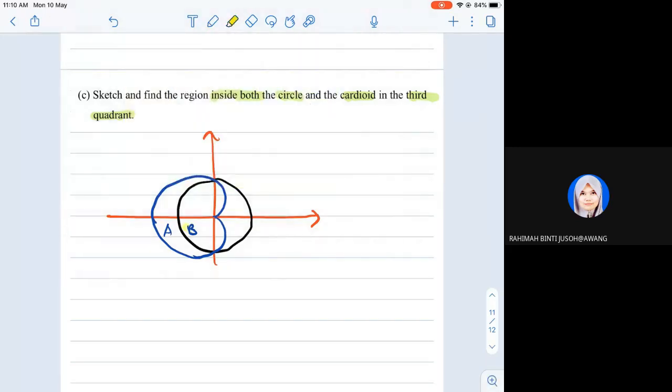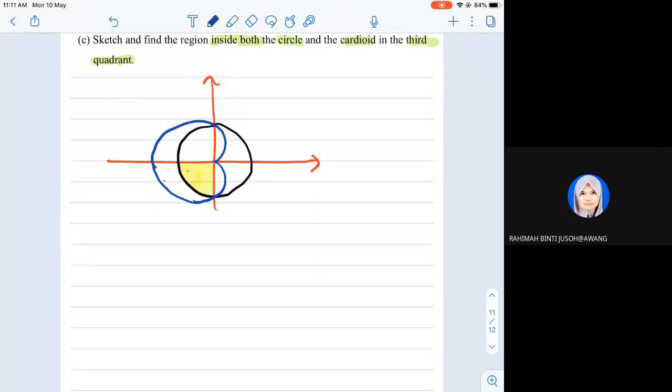Kawasan B ni sahaja. Sebab dia nak both dalam kedua-duanya sekali. Kalau kita ambil A dia outside circle. Tak boleh. Okay, tapi kalau kita ambil region B tu masih berada dalam circle dan B juga masih berada dalam cardioid. Sebab dia nak dalam kedua-duanya sekali. Circle dan cardioid. Understand? So this will be our region. Boleh faham guys?